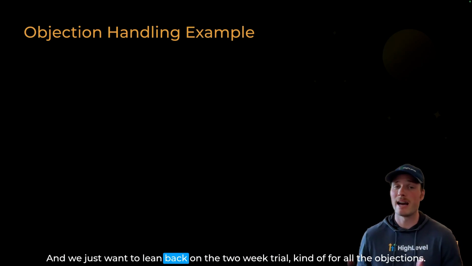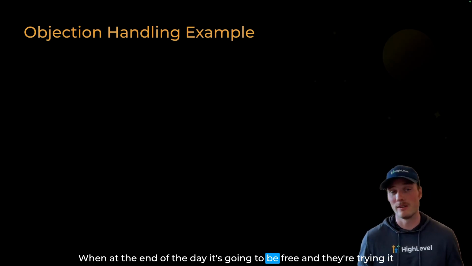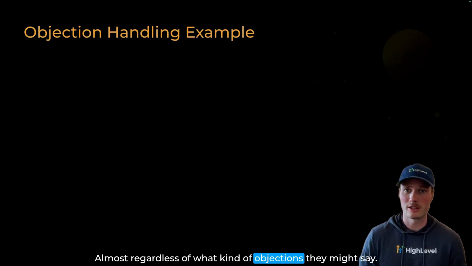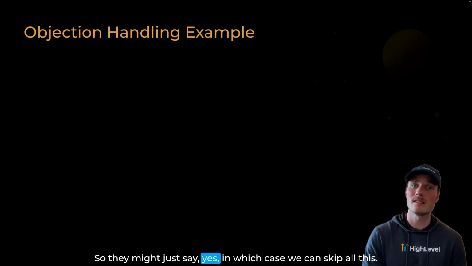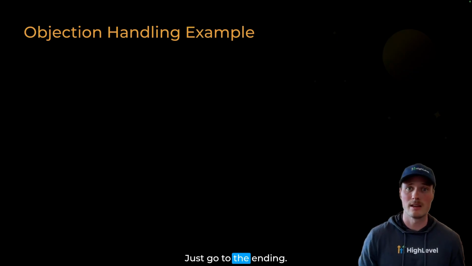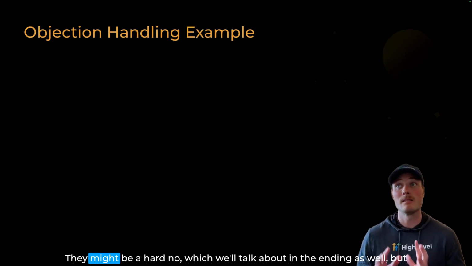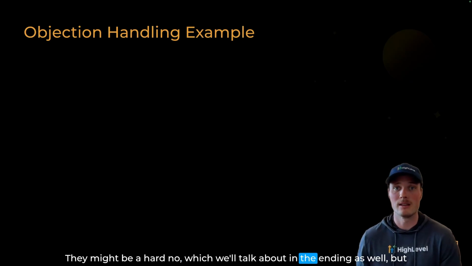And we just want to lean back on the 2-week trial for all the objections, when at the end of the day, it's going to be free and they're trying it out with no risk. We want to hammer that point home almost regardless of what kind of objections they might say. So they might just say yes, in which case we can skip all this, just go to the ending. They said yes, we've onboarded a client, congratulations. They might be a hard no, which we'll talk about in the ending as well.